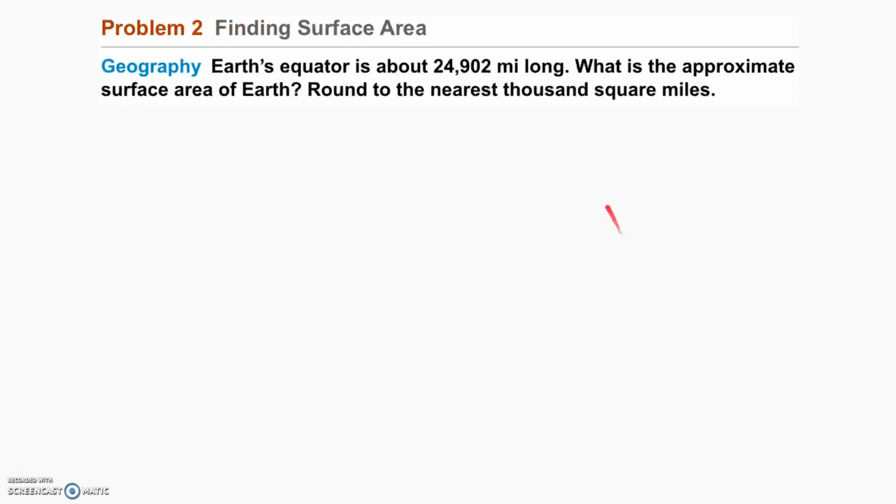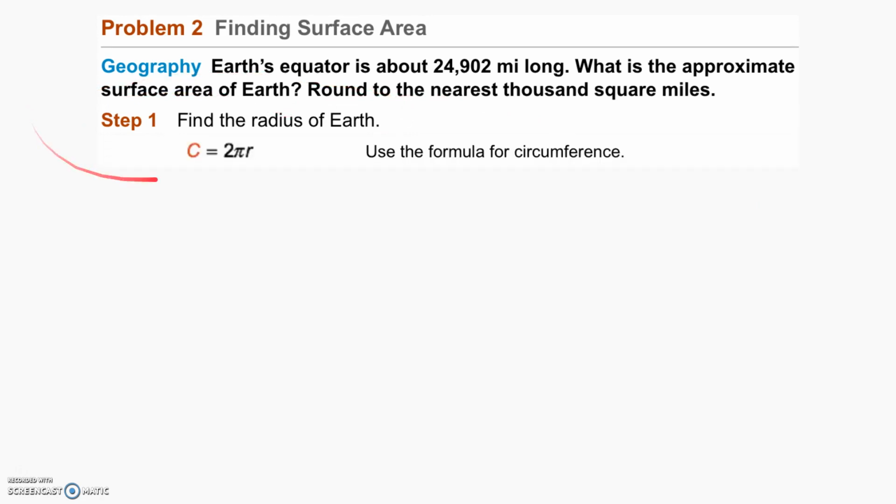Let's look at one more. This is going to be a little more complicated. We see here that Earth's equator is about 24,902 miles long, and we're asked, what is the approximate surface area? Now notice, they give us the equator, which is all the way around the Earth, so that's circumference. We need to get from there to radius first. Then we want to go from the radius to the surface area. So the first thing we're going to do is find the radius.